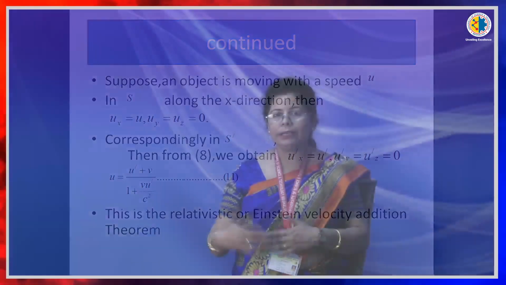Now, another important topic I am going to discuss is the Einstein velocity addition theorem. Where is the Einstein velocity addition theorem applied? In the case of a moving particle, or in the case of Galilean transformation, or Lorentz transformation, there is no problem; we get the velocity addition theorem simply.